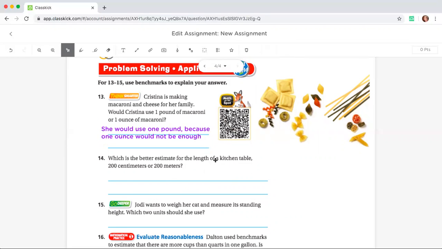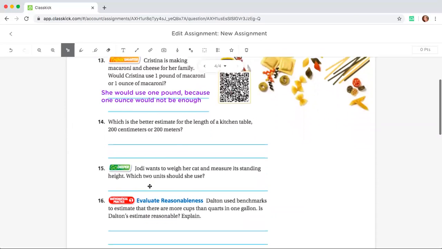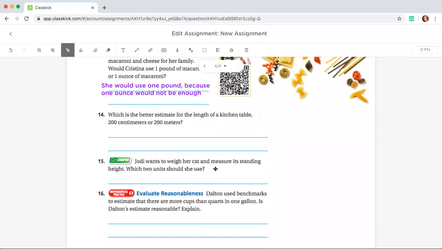Which is the better estimate for length of a kitchen table? 200 centimeters or 200 meters? Again, I'm gonna let you figure that out, and then you would just say that the other one would be too much or too little. Okay. Jody wants to weigh her cat and measure its standing height. Which 2 units should she use?